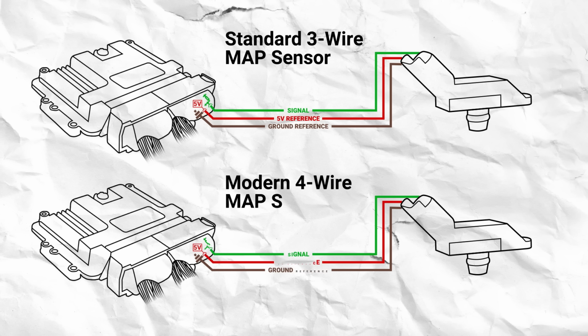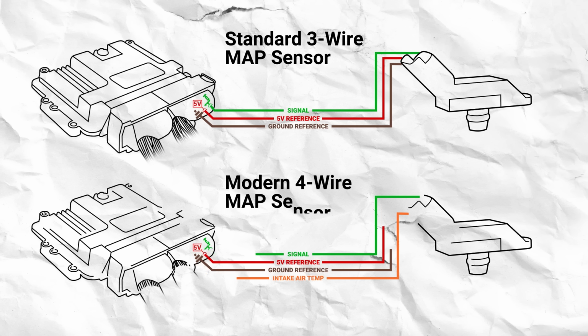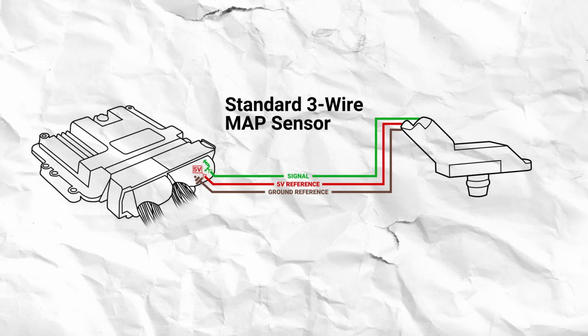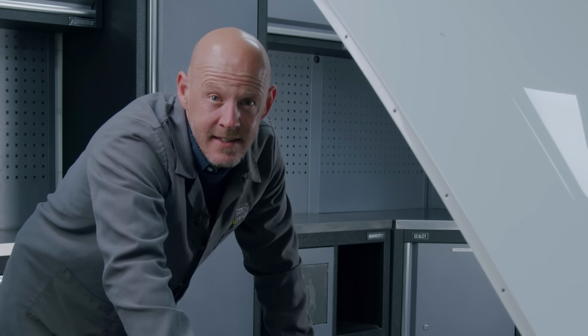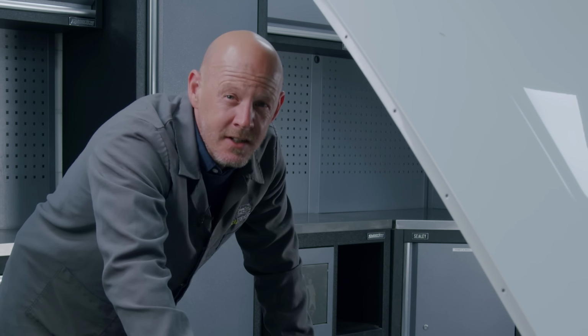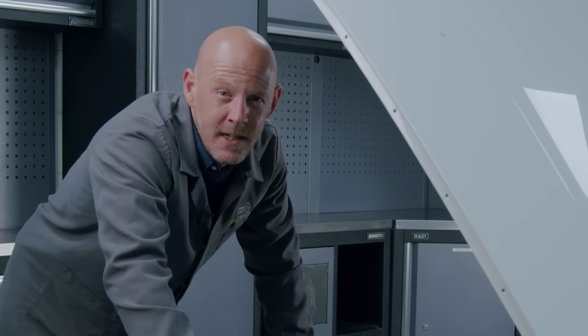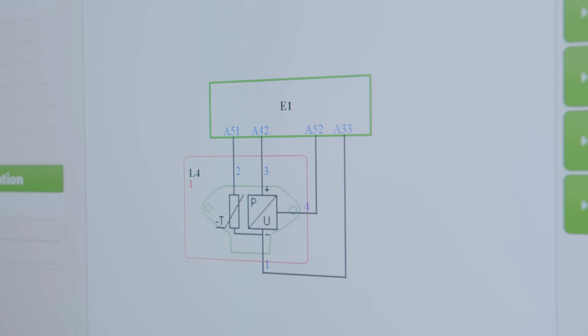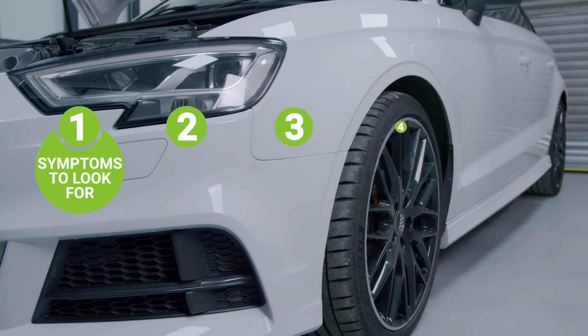However, more modern sensors incorporate a 4th wire, responsible for feeding the ECU with an intake air temperature signal. In this video, we will be looking at pull-up monitored 3-wire MAP sensors. But even if you have a 4-wire sensor with integrated IAT, the diagnostic process is mostly the same. Always check your vehicle's wiring diagram before starting any testing just to make sure.